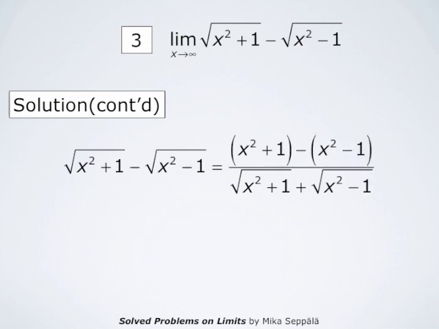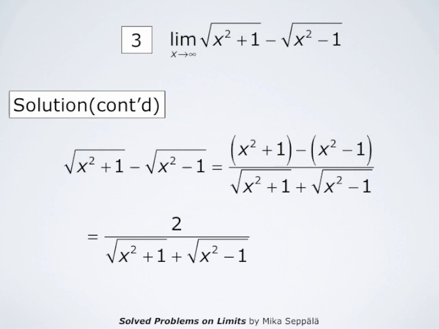So we had observed that the square root of x squared plus 1 minus the square root of x squared minus 1 is just x squared plus 1 minus x squared minus 1, divided by the sum of the square roots. In the numerator, x squared cancels out. We have 1 minus 1 left, so this expression is simply 2 divided by the square root of x squared plus 1 plus the square root of x squared minus 1.